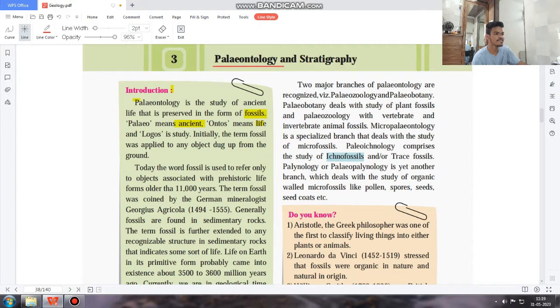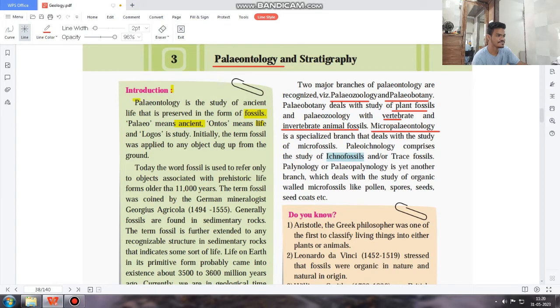Now this is another main part. Two major branches of paleontology. The major branches are paleozoology and paleobotany. These are the main two branches. It can be asked, not compulsory, but can be. Paleobotany, the second part, deals with plant fossils, while paleozoology deals with vertebrates and invertebrates, basically animals.